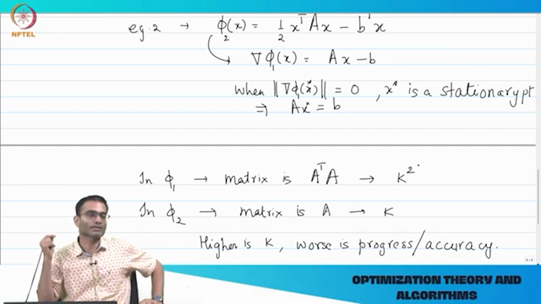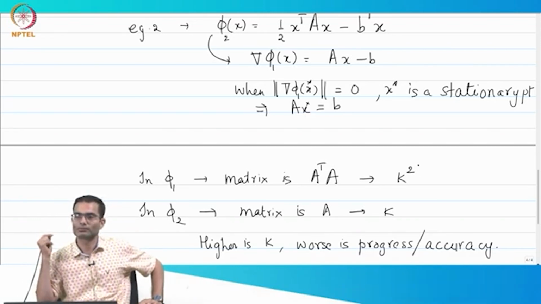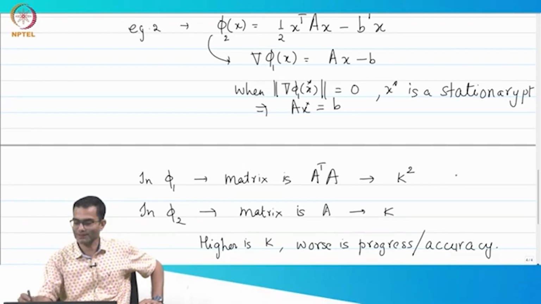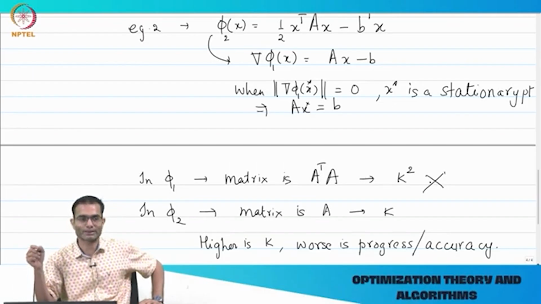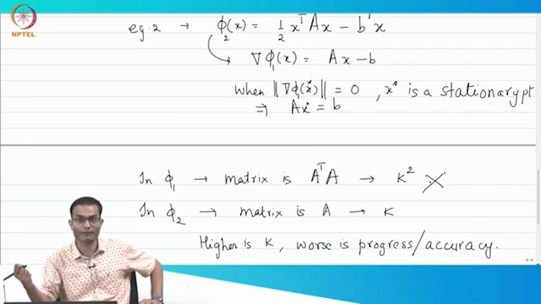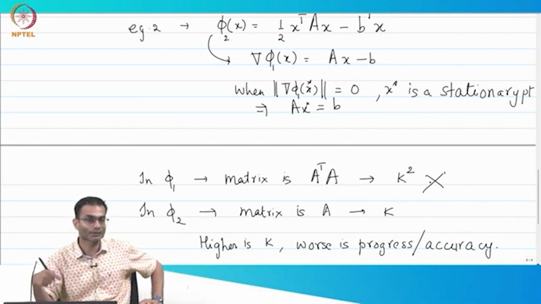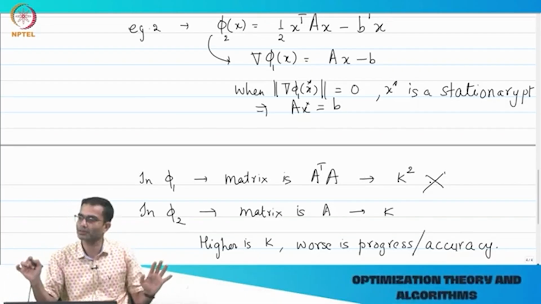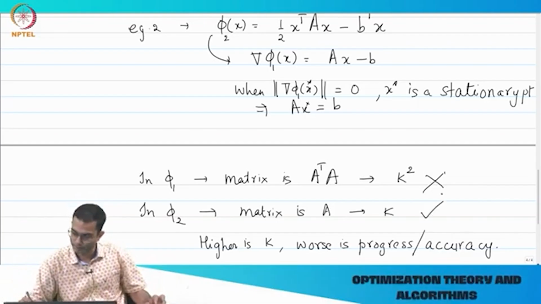Kappa is a number that is greater than 1 or less than 1? Greater than 1, right? So, that is why this method is less preferable. It will give the correct answer, but the moment you enter the real world where there is error and noise, the noise is going to get amplified by the square of the condition number, rather than in the second approach where you are working just with the condition number, right?